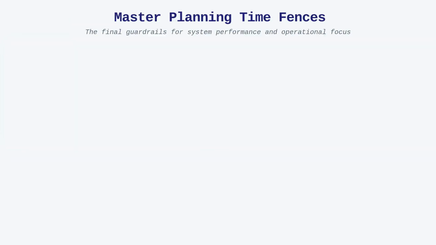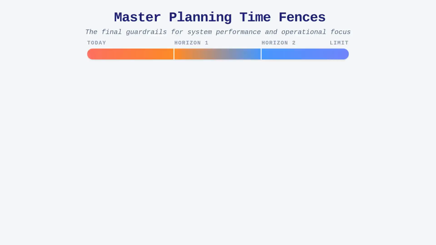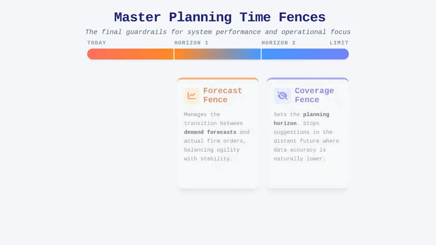Time fences are the final guardrails that restrict the scope of the master planning calculation, ensuring the system remains performant and focused on actionable timeframes. These fences are bifurcated into categories such as coverage, forecast, and firming, each serving a distinct purpose in the planning lifecycle. The coverage fence determines the planning horizon for which the system will generate planned orders, effectively stopping the engine from suggesting activities in the distant future where the data accuracy is naturally lower.